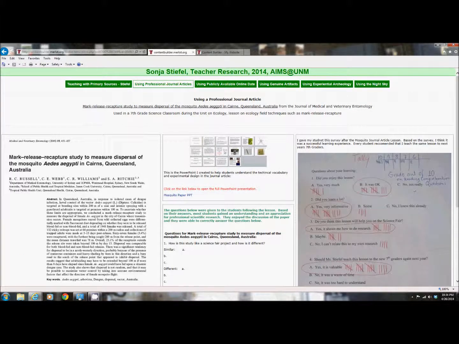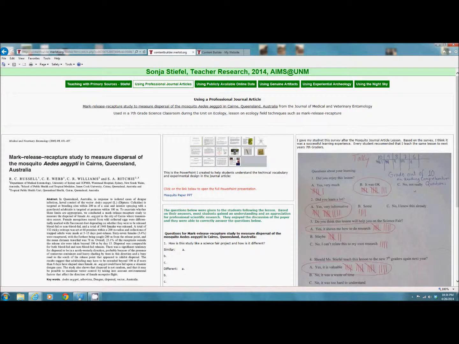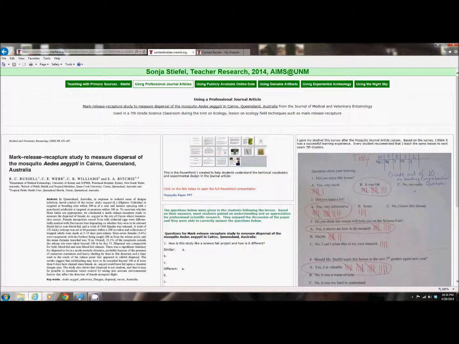Let's look at this lesson that had to do with using a journal article with my 7th graders. During the unit on ecology, we had just finished doing a simulation lab where we did mark release recapture to determine population size. After that lab, I introduced this lesson where the students were going to read the abstract and part of this paper.